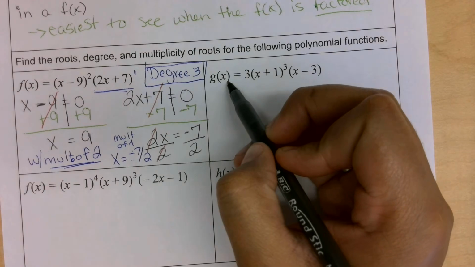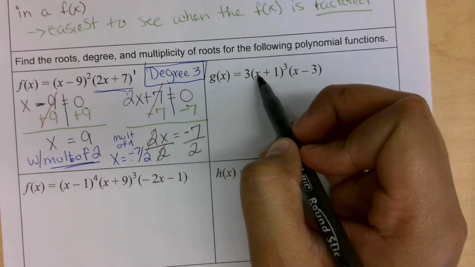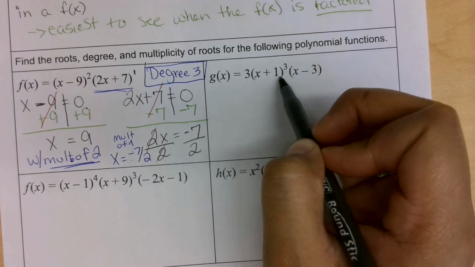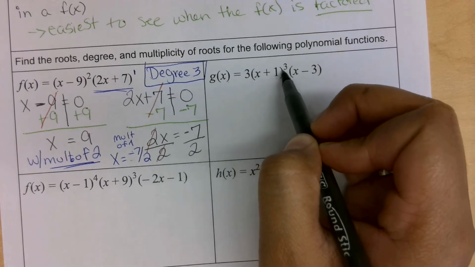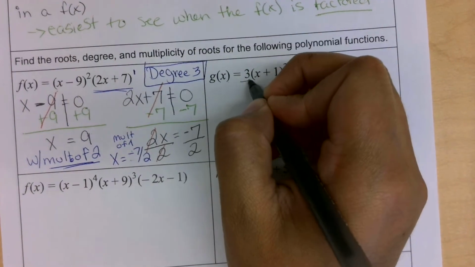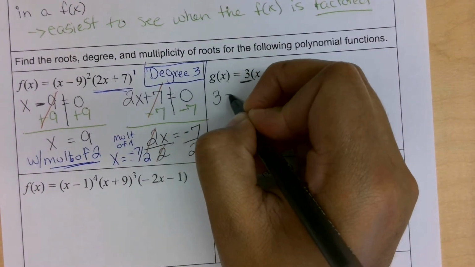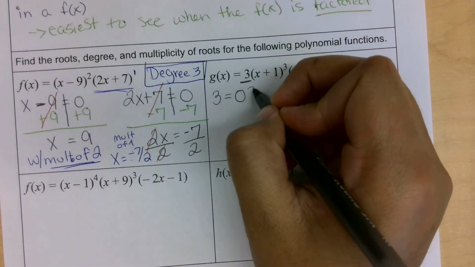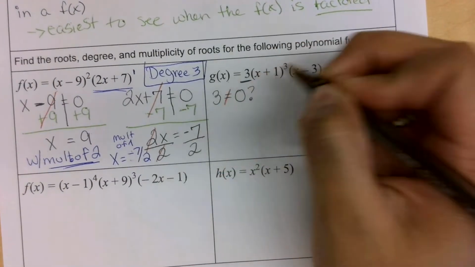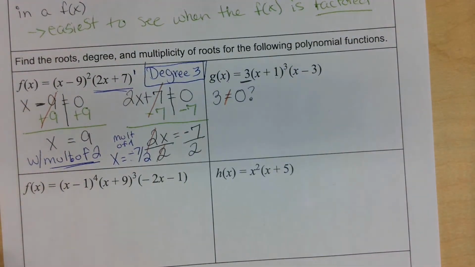We have g of x equals 3x plus 1 to the 3rd power times x minus 3. How many times are we going to have this factor right here? We're going to have it 3 times. So let's look at this 3 on the outside. Will 3 ever equal 0? No. So we don't have to worry about that one giving us a 0.